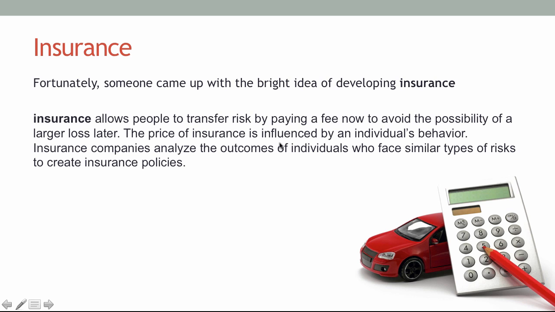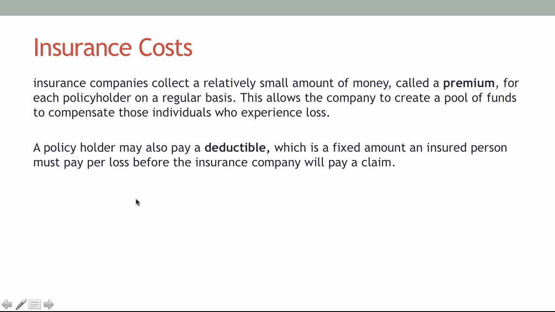The price of insurance is influenced by an individual's behavior, and insurance companies analyze the outcomes of individuals who face similar types of risks to create insurance policies. Insurance companies collect a relatively small amount of money, called a premium, for each policyholder on a regular basis. That's what you pay a month. This allows the company to create a pool of funds. So as all these people are paying their premiums, it gets a lot of money that goes into this account, and they compensate those individuals who experience loss.